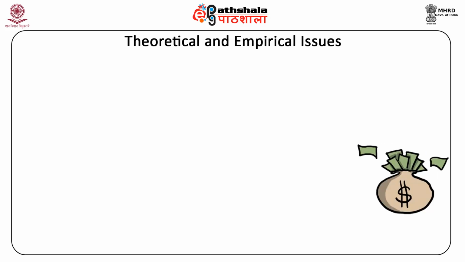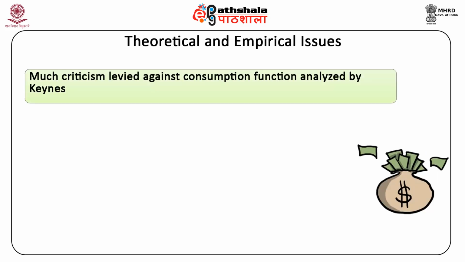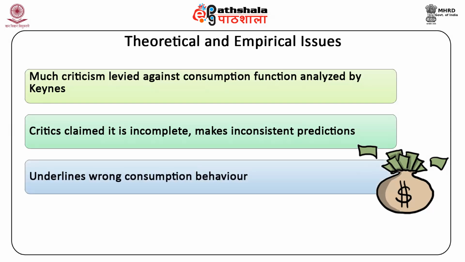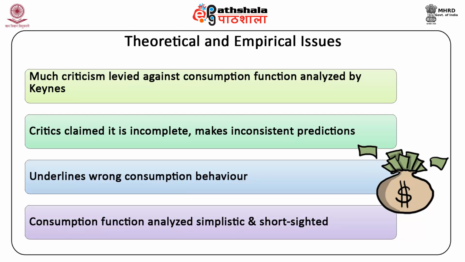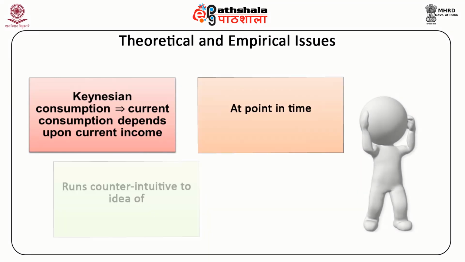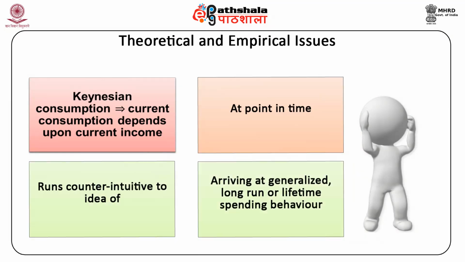However, from the time of its introduction, much criticism has been levied against the consumption function as analyzed by Keynes. Many critics claim that it is incomplete, makes inconsistent predictions, and underlines wrong consumption behavior. The crucial debate has been that the consumption function, as analyzed by Keynes, is simplistic and short sighted. Keynesian consumption implied that current consumption depends upon current income alone and at a point in time. This runs counterintuitive to the idea of arriving at a generalized long run or lifetime spending behavior.